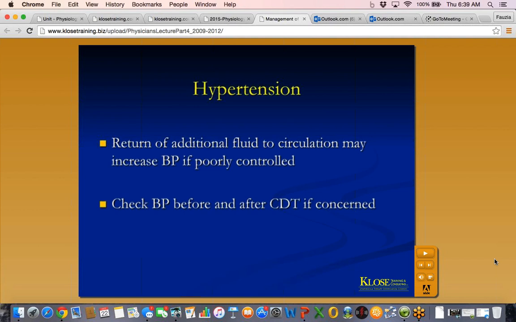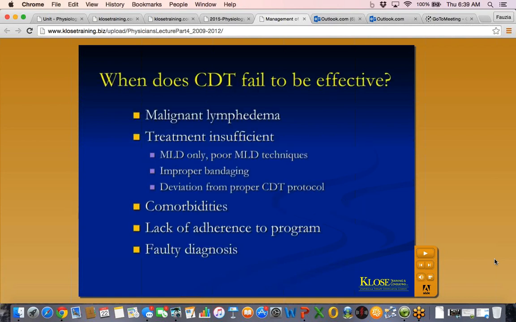So hypertension, if a patient has hypertension and you're adding more fluid to their circulation, they might have increased blood pressure. And if that's poorly controlled, we might not want to bandage these people. But we basically want to check their blood pressure before and after we do our CDT. Diabetes, the patient might have arterial disease, peripheral neuropathy, and hypertension. We want to check their medical history, do a thorough assessment, and do our vascular and sensory evaluation, EMG studies, to make sure that this patient can tolerate it. And basically, we're going to do, again, our vitals before and after our treatment.